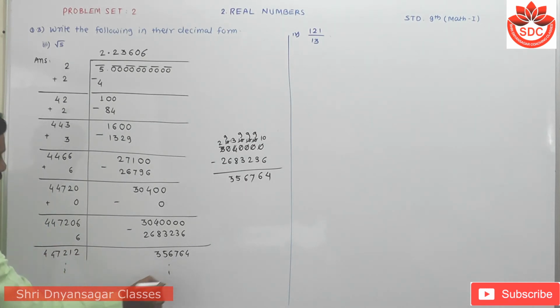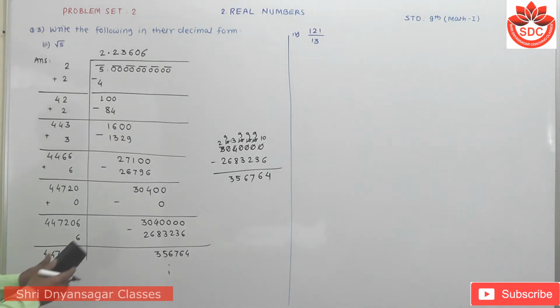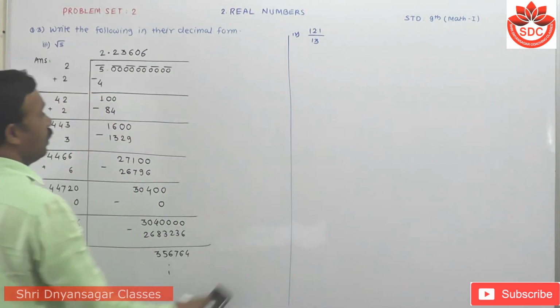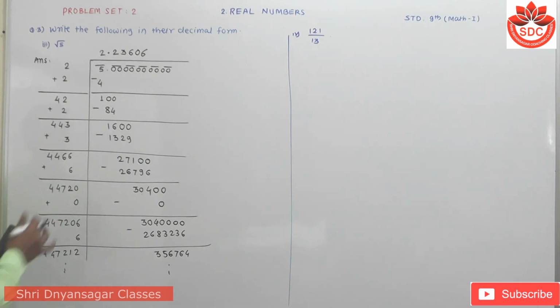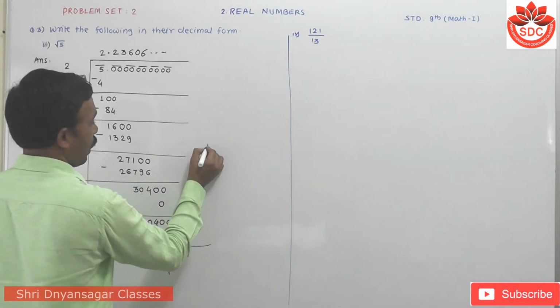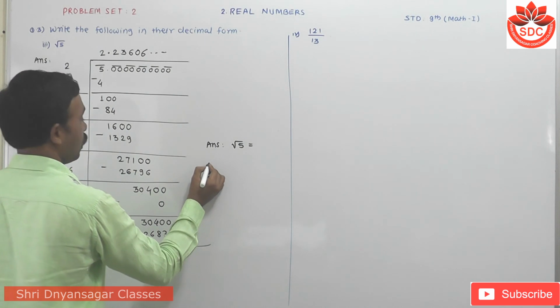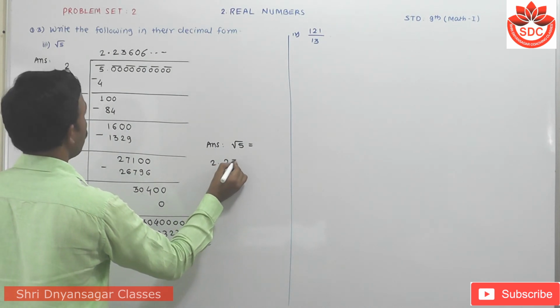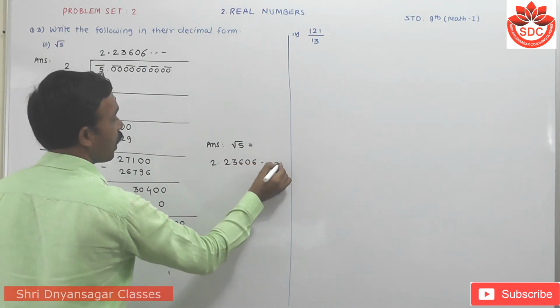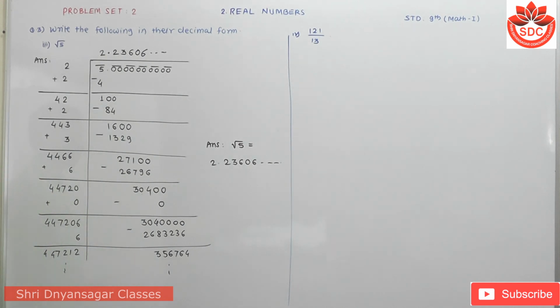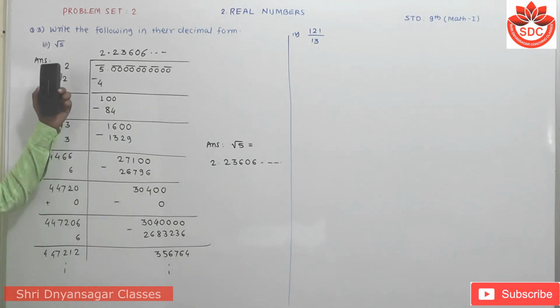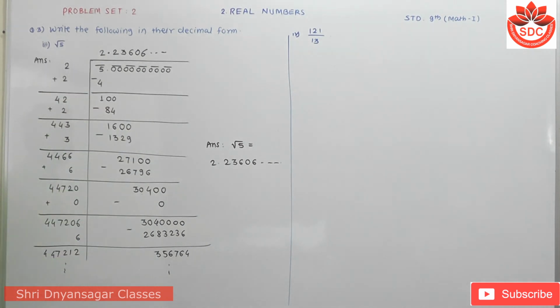Now, if you carry many numbers here, there is no recurring digit. So the answer is, therefore, root of 5 is equal to 2.23606 and so on. Can you understand this? This is an irrational number, so this is non-terminating.